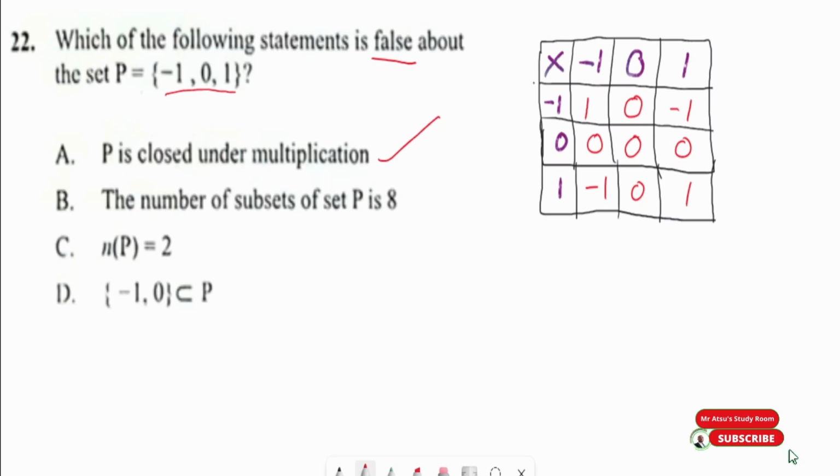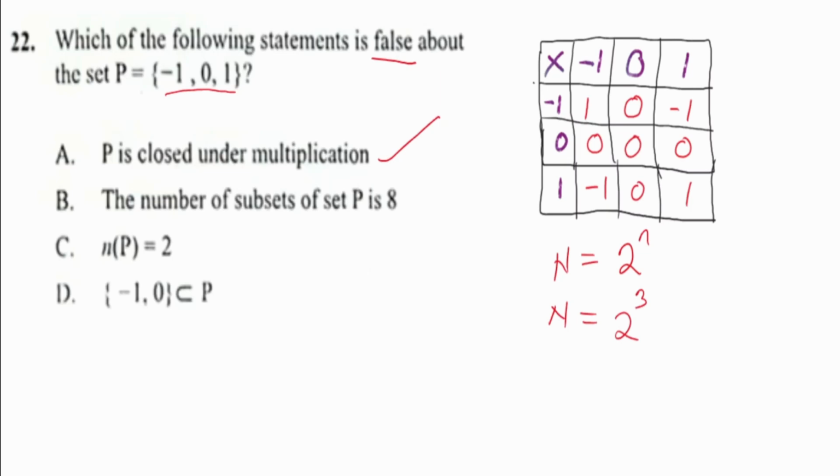Then the B says that the number of subsets of the set P is 8. Let's verify and see. So the number of subsets in the set is determined by the formula: let's say capital N equals 2 exponent n, small n, where small n is the number of elements in the set. So in this case, we have 3 elements in the set P, so that is 3. And that means that N will be 2 exponent 3, which is 8. So this is also true, that the number of subsets in the set P is 8.